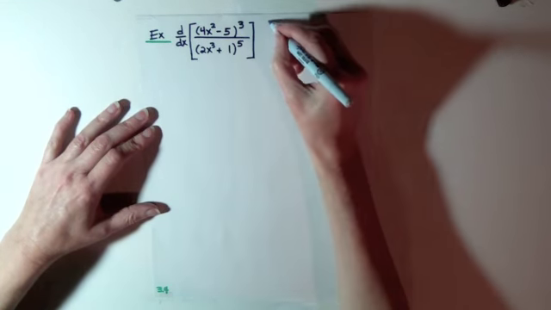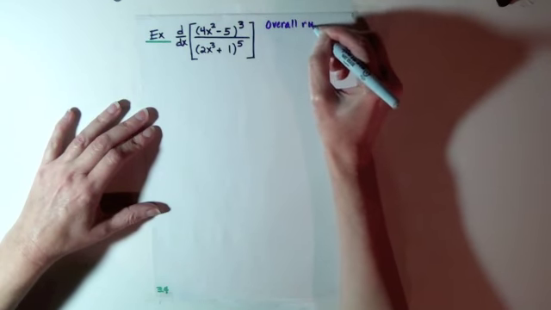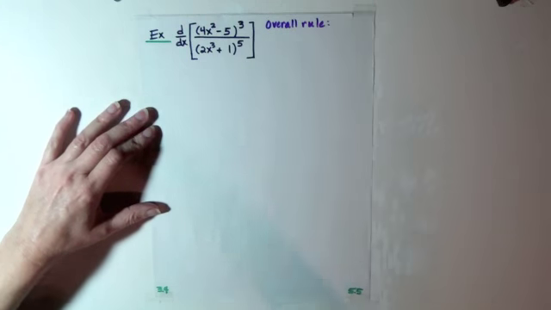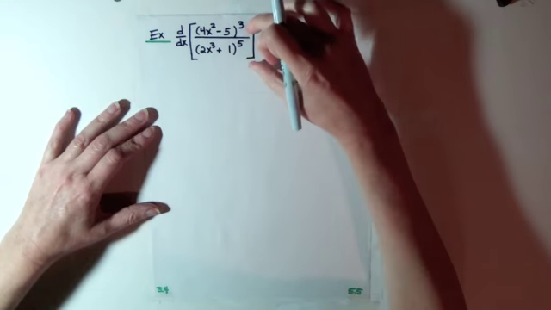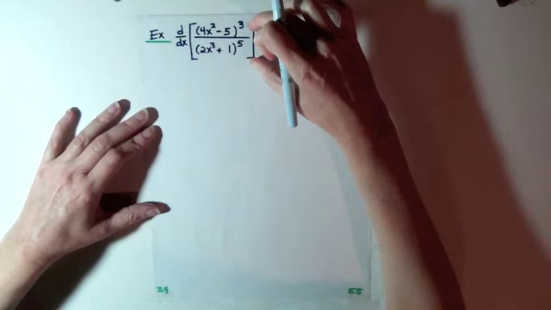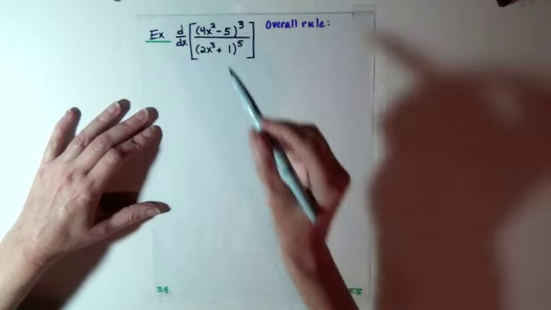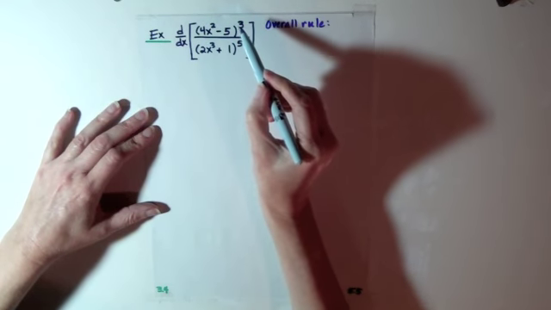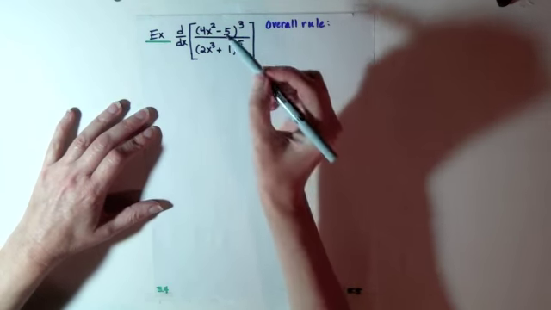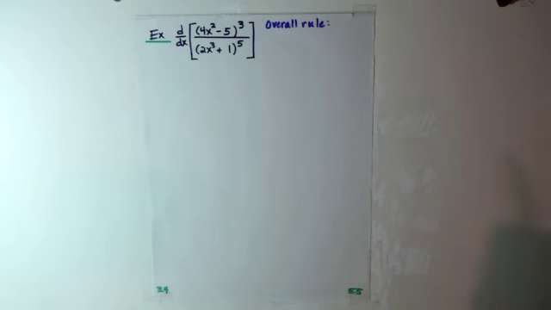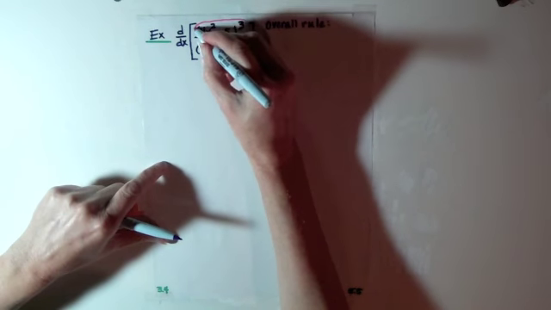Well, let's see if we can decide what the overall rule we need to use to differentiate this is. Remember, that means we want to look at the overall structure of the function we're asked to differentiate and ask what's the main thing that's happening. When I look at this, I see one function in the top, namely (4x squared minus 5) to the third. I'll call this function f.